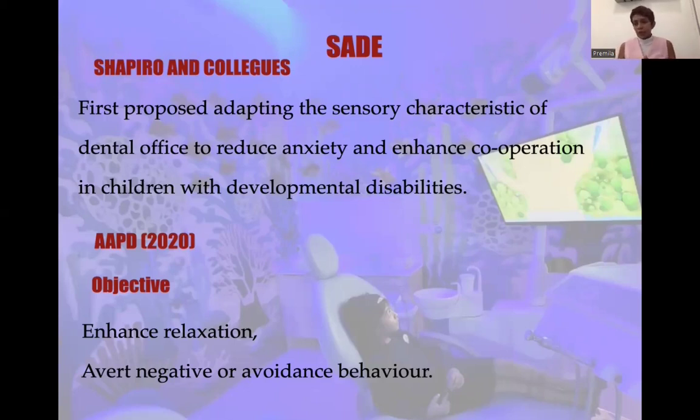But only in 2020 has AAPD mentioned that yes, the sensory adapted environment plays a significant role in relaxation and can help avert negative behavior from the child.